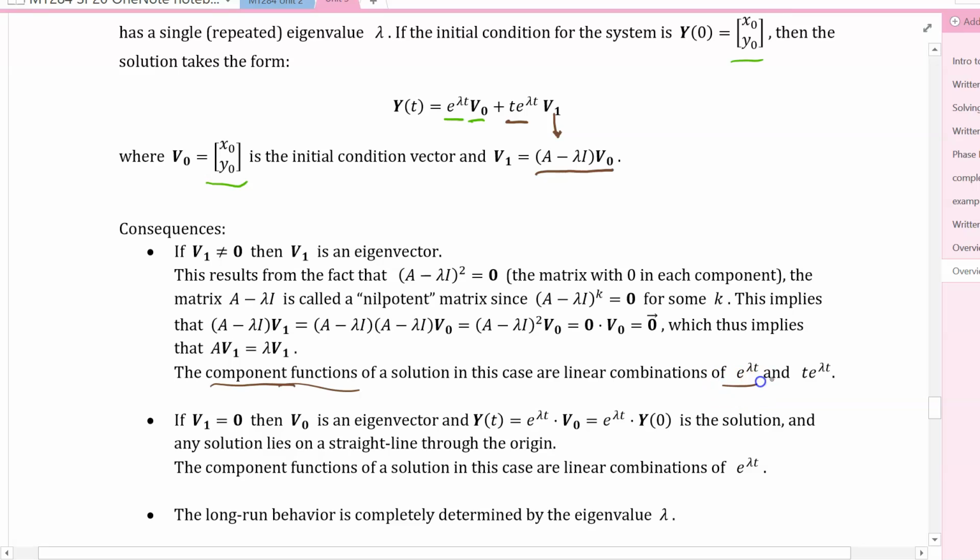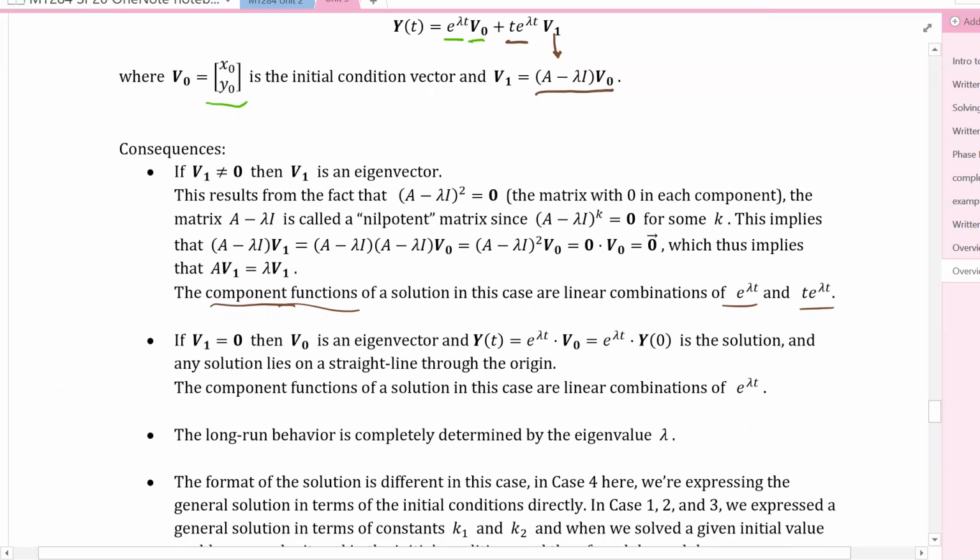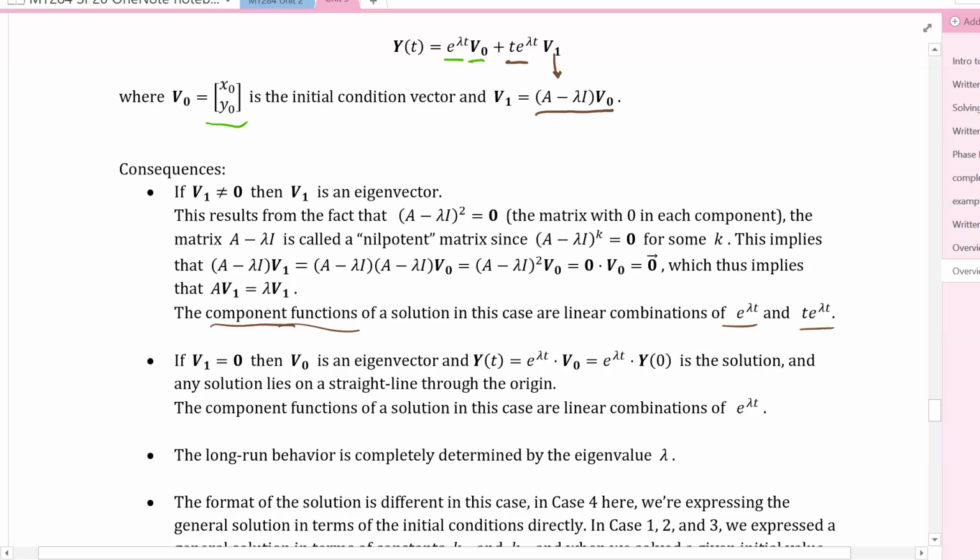They're going to have e to the lambda t's inside there, and they're going to have t times e to the lambda t's inside there. The other possibility is that vector v1 turns out to be 0. This does not happen very often. This is a very degenerate case, in which case every non-zero vector would be an eigenvector to the system, and every solution to the system lies on a straight line through the origin. All right, that doesn't happen too often, but notice that the components of a solution in this case are only going to involve e to the lambda t, right, not t times that.